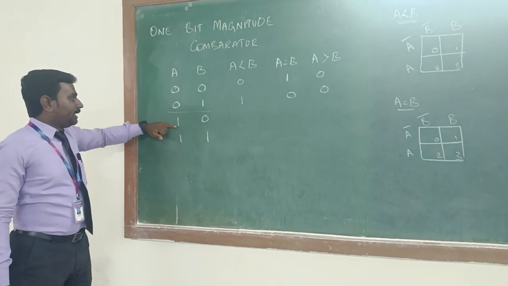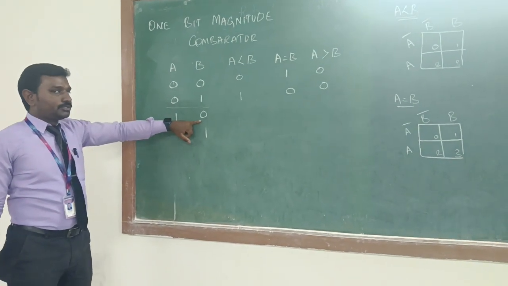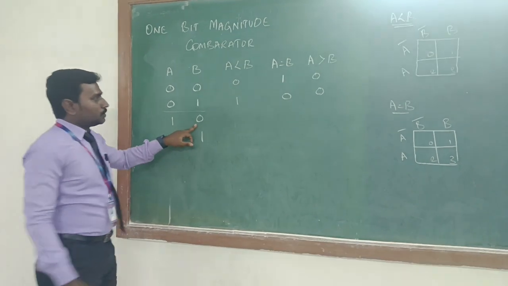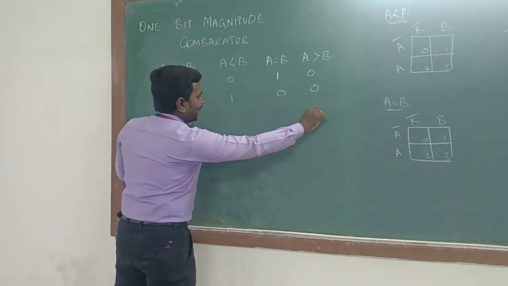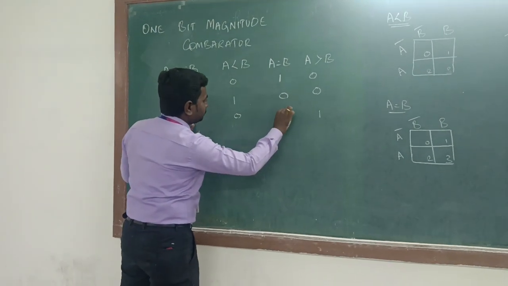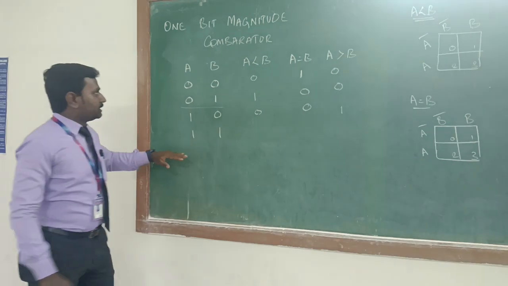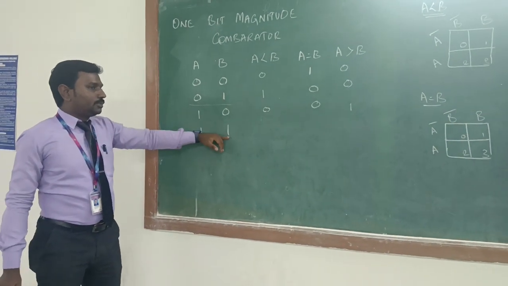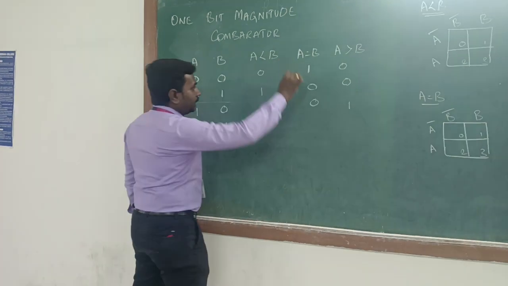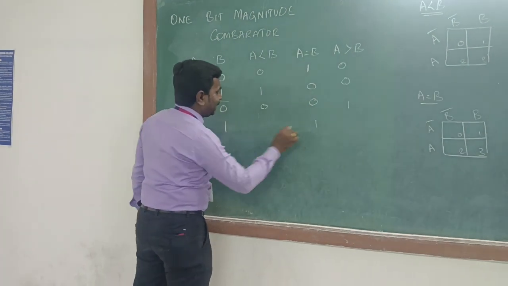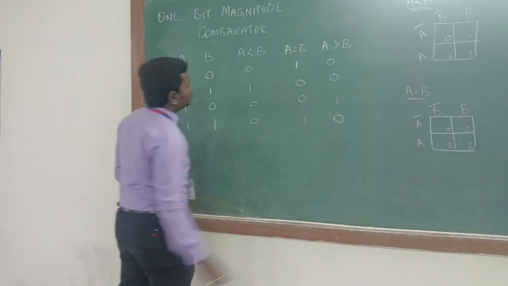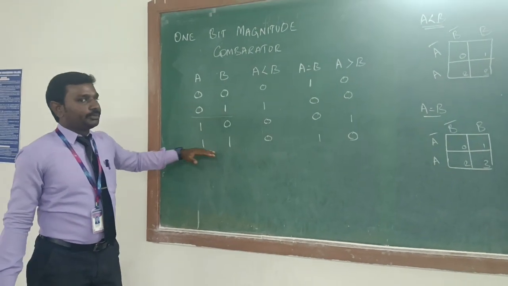Third point is A is equal to 1 and B is equal to 0, which means that A is greater than B. So A is greater than B is high, so I am putting it as 1 and the remaining things as 0. And the last condition is A is equal to 1 and B is equal to 1, which means that A is equal to B. So I am putting A is equal to B is high and the remaining two columns as 0. So this is the truth table for the one-bit magnitude comparator.